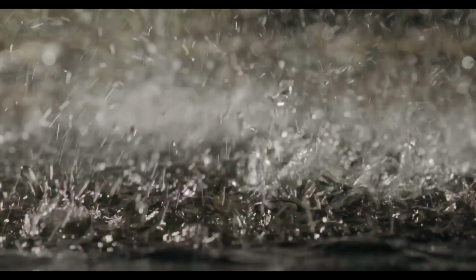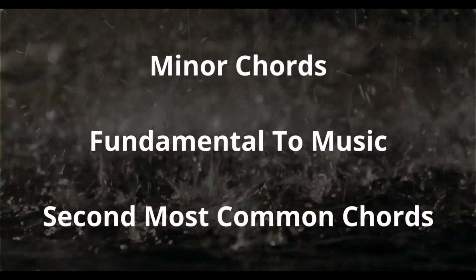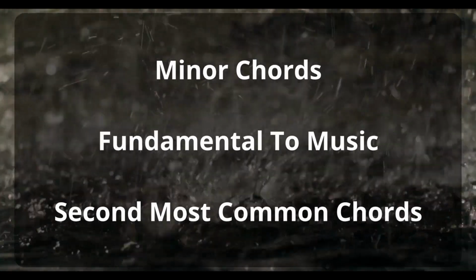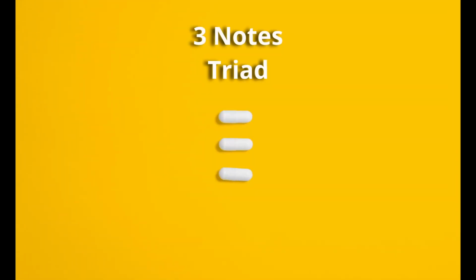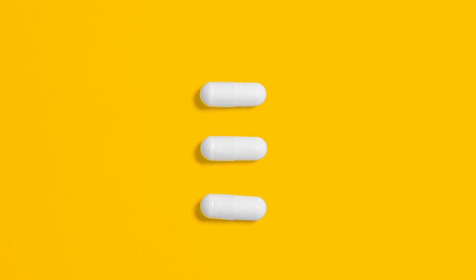What are minor chords? Along with major chords, minor chords are fundamental to music. They are the second most common chord type. Minor chords are constructed with 3 notes. This is known as a triad. You may have seen the notes of a chord being labelled with numbers as well as letters. These show the notes, or intervals, in a given scale that make up a particular chord.